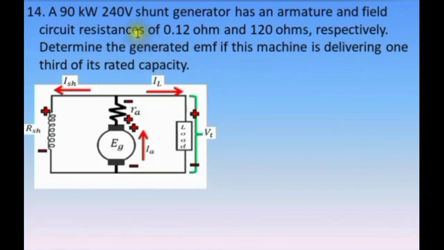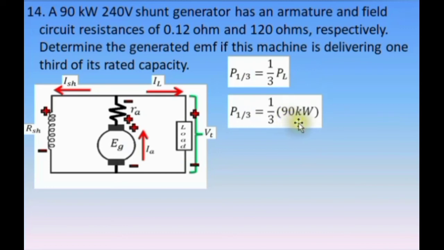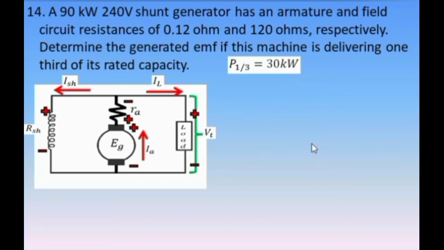So we have a 240 volts shunt generator. Its rated capacity is 90 kilowatts. The armature circuit resistance RA is given as 0.12 ohm and the shunt field circuit resistance is 120 ohms. We will determine the generated EMF if this machine is delivering 1/3 of its rated capacity only. To do that, let's multiply the rated capacity by 1/3. So 1/3 times 90 kilowatts, the answer is 30 kilowatts only. Again, there's a difference between the generated EMF if the generator is delivering different powers. So let's determine the generated EMF if this generator is delivering 30 kilowatts.